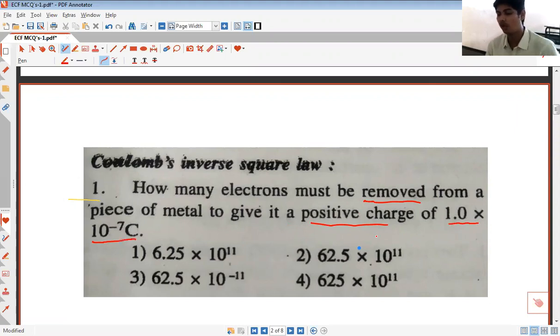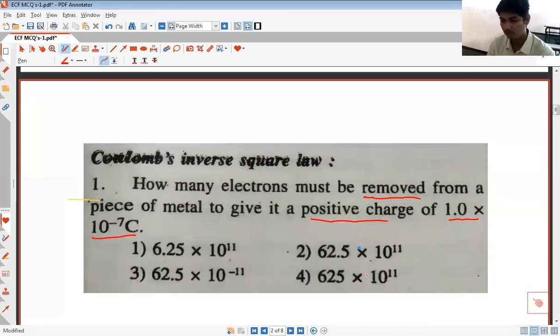In order to give a body a charge equal to 1 into 10 to the power of minus 7 coulomb, how many electrons must be removed out of it? That must be calculated. Options are 6.25 into 10 power 11, 62.5 into 10 power 11, 62.5 into 10 to the power of minus 11, and 625 into 10 to the power of 11.